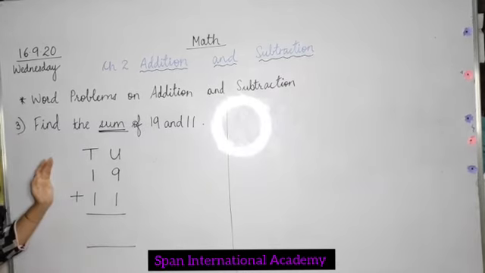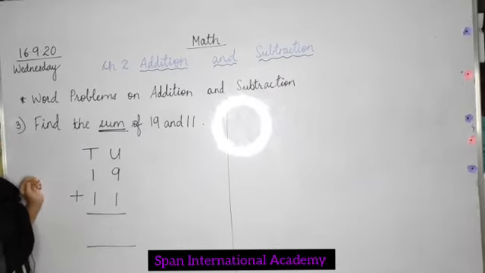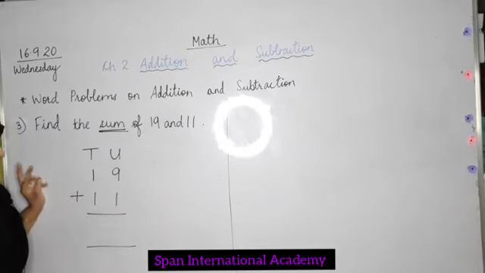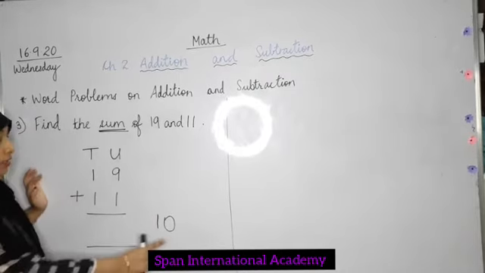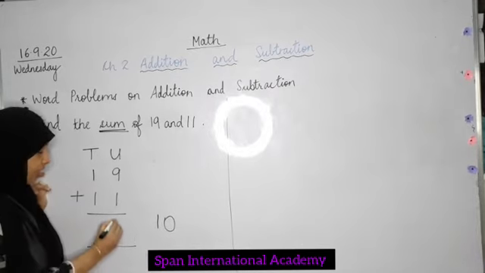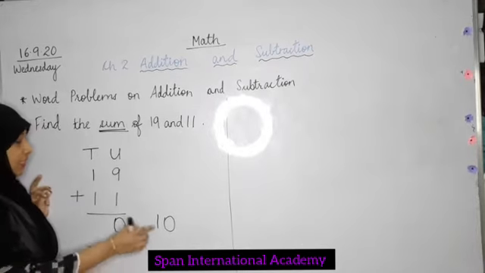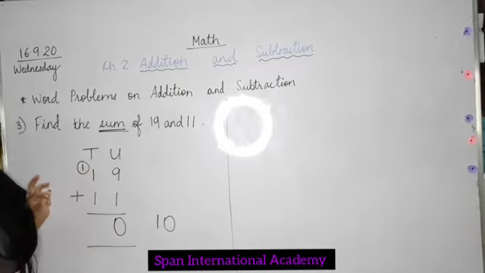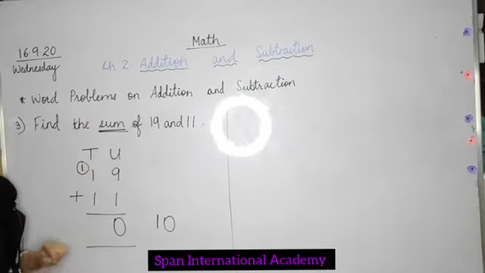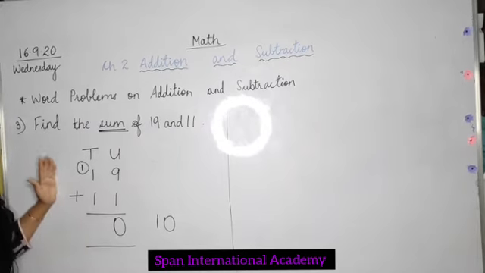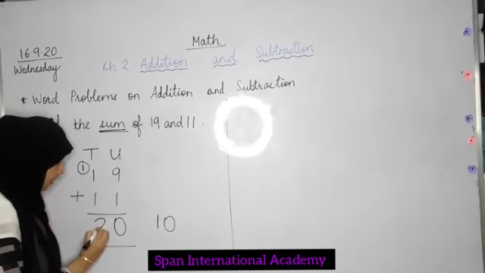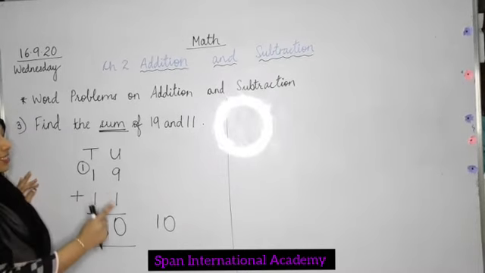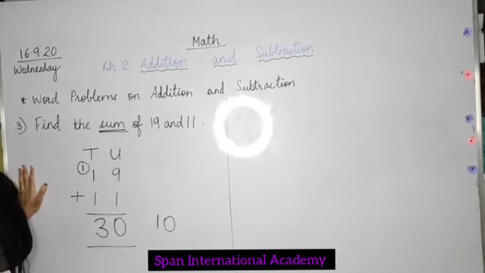Okay, let's do the calculation. We start from the units place. We have to do 9 plus 1. 9 plus 1 is how much? Yes, it is 10. So what will we do? The number in the units place, we will write it here. And the number which is in the tens place gets carried forward up. Now we've got 0 here. We have to do the calculation for tens place. 1 plus 1 will give me 2. And 2 plus 1 will give me 3. That means 19 plus 11 gives us the answer as 30.